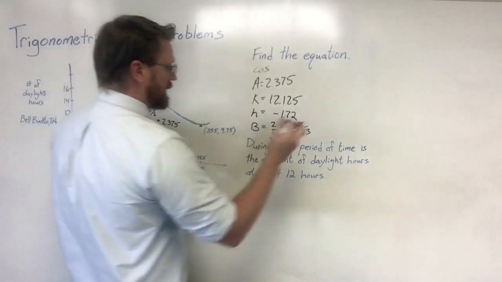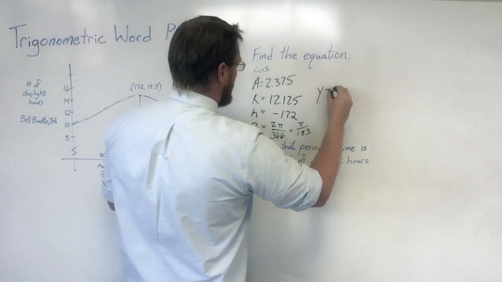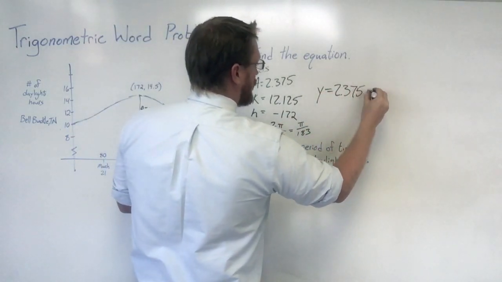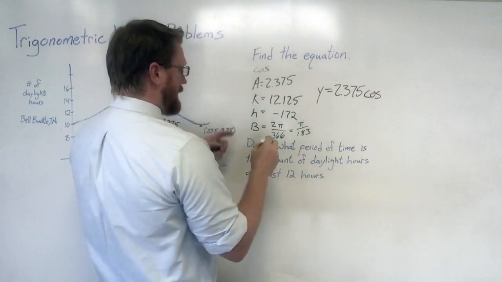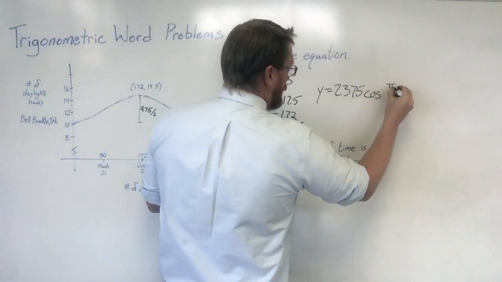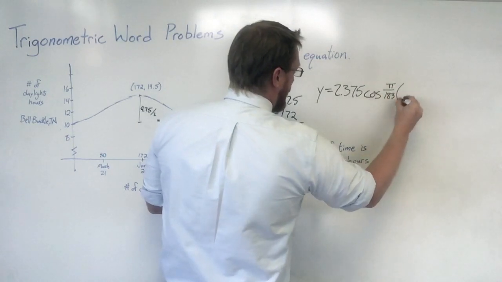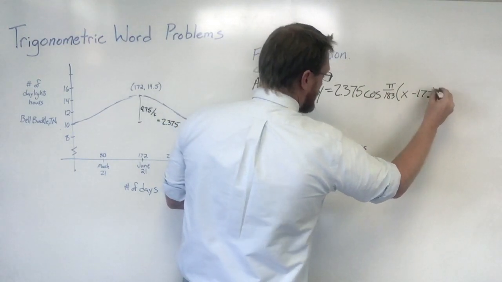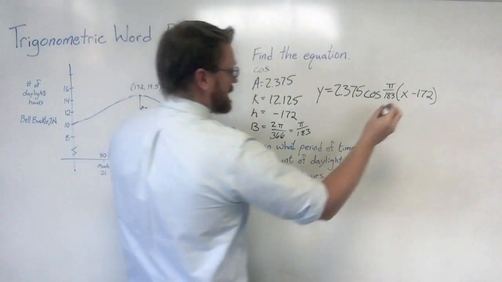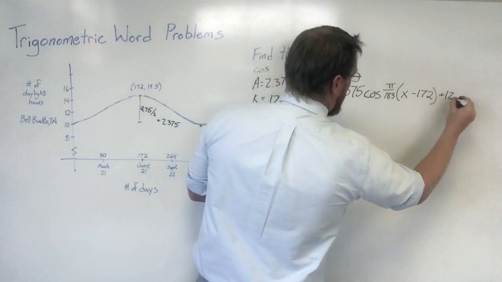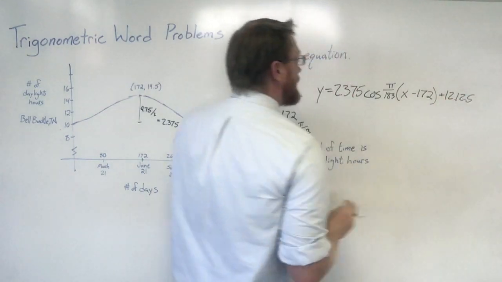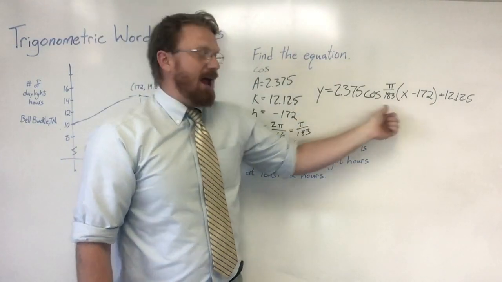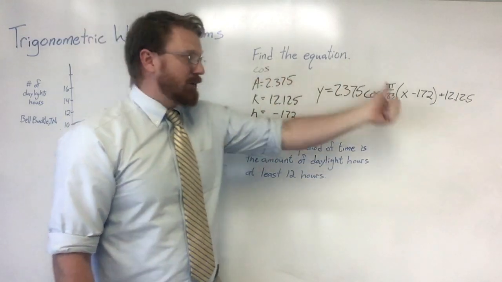So now I have all the components to build my cosine wave to represent this relationship I got going on here in real life. So here we go. Y equals my A term, 2.375, cosine is what we based everything off of. B term is pi over 183 on the outside of x minus 172. And my K term finally comes in here at the end, plus 12.125. So this equation, though it's long and complicated, I could plug in any day of the year and it would output the number of daylight hours corresponding to that day.